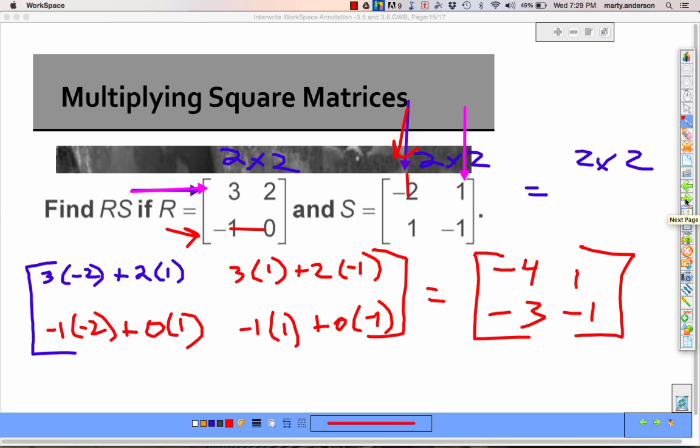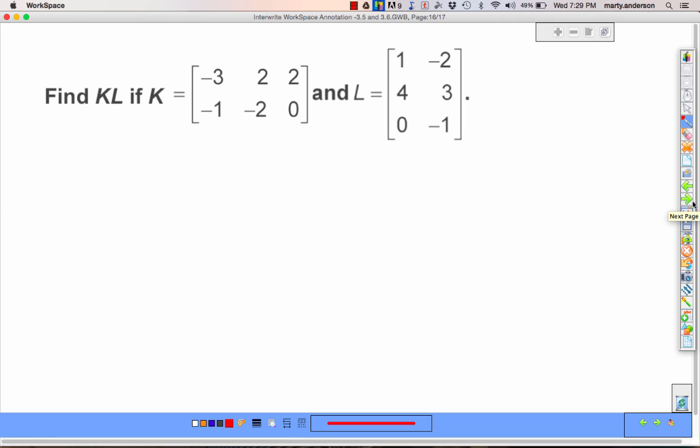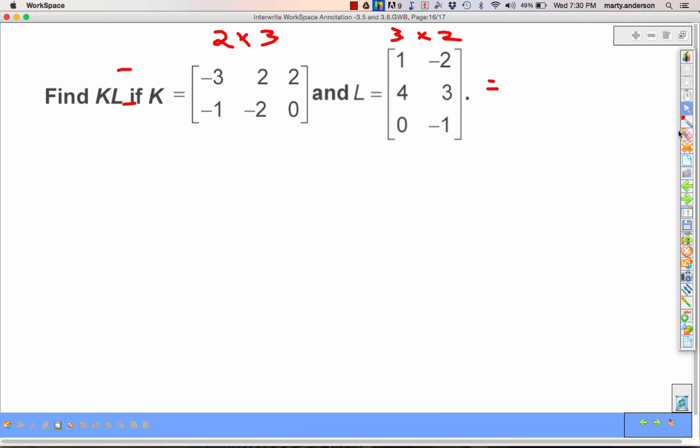Let's try another one for those of you that are thoroughly confused. First things first, can I do it? This is a 2 by 3, 2 rows, 3 columns. This is a 3 by 2, 3 rows, 2 columns. The answer will be a 2 by 2.